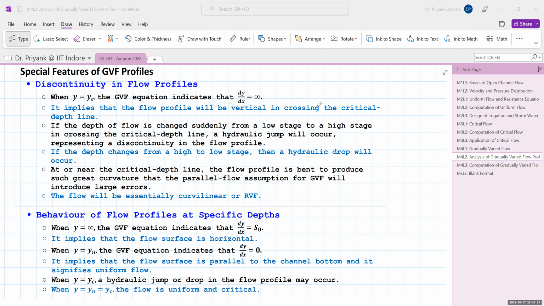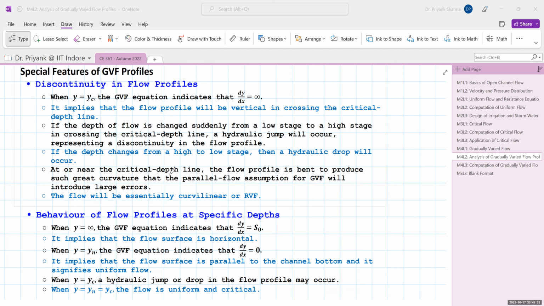Now usually we see that there is a sudden change from low to high stage. So in that case, if we observe the specific energy curve, from low stage it is supercritical, high stage is subcritical, so it has to cross this stage. So it will cross the critical depth line and a hydraulic jump will occur, and that would be represented as a discontinuity in the flow profile. So flow profile is not continuous at that point. If the depth changes from high to low stage, it's the opposite. So from high to low stage, it is called a hydraulic drop.